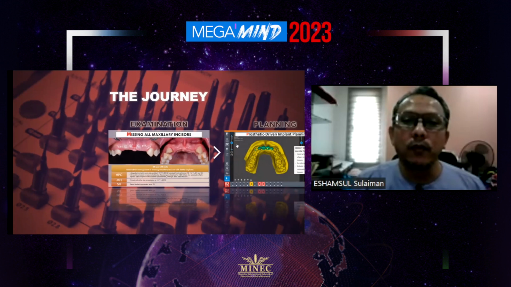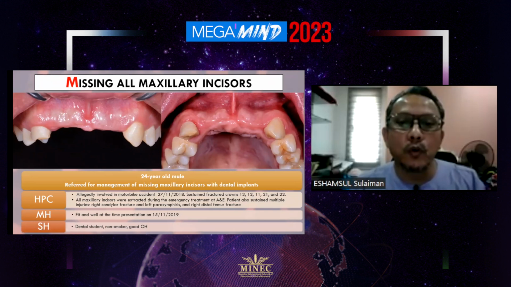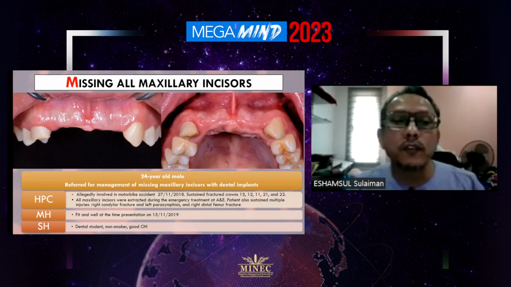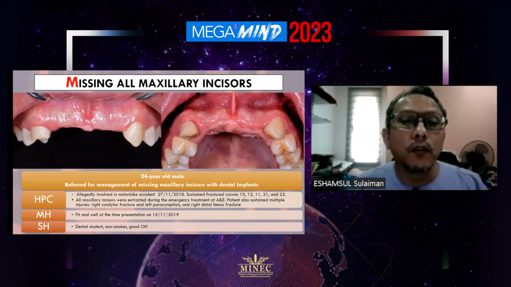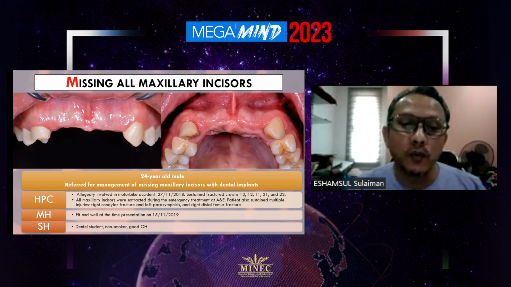So here, let's start with the examination of the patient. The case is about a 24-year-old male, actually a dental student, who was referred to me for the management of his missing maxillary incisors with implant-supported prosthesis, which he allegedly lost in a motorbike accident in November 2018. He sustained fracture of the crown of 1-3 and complex crown-root fractures of 1-2, 1-1, 2-1, and 2-2. All his maxillary incisors were extracted as part of the management at the emergency department.